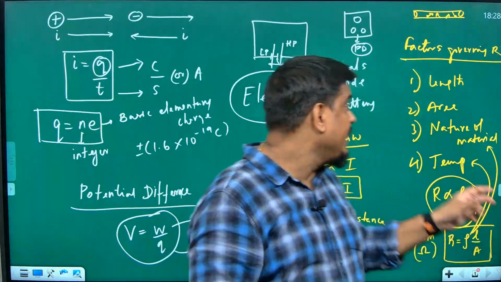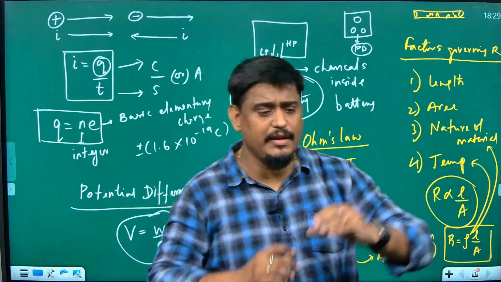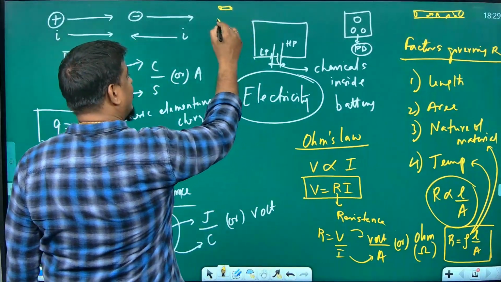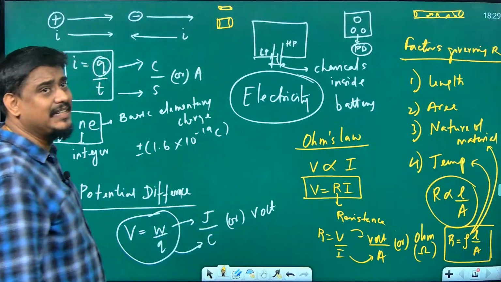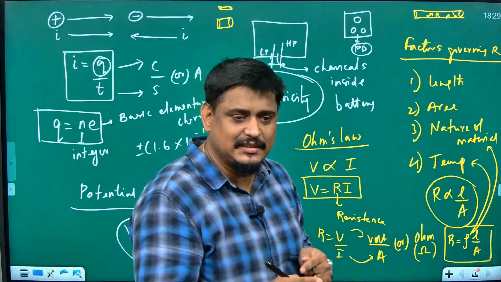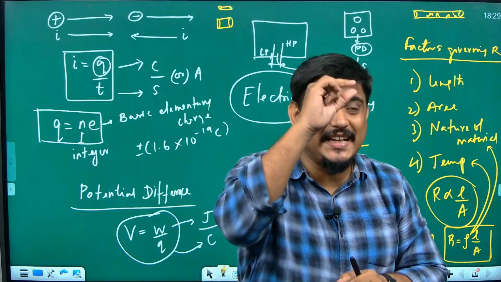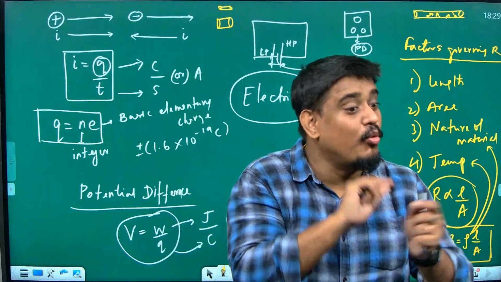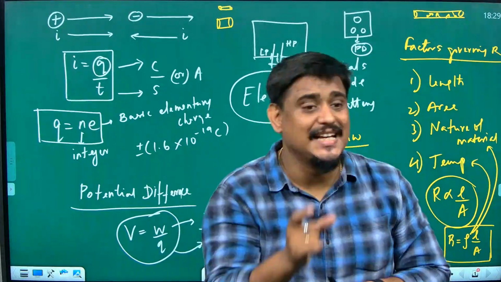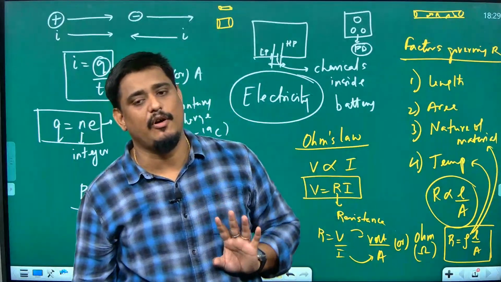Same way, you can see from here, R is inversely proportional to area. If there are two wires, one thin and one thick, then again common sense says that if the wire is thick, the collision will be less because it has more space for the electrons to move. If the wire is thin, it has less space, so more collision. So a thin wire has more resistance, a thick wire has less resistance. That's why resistance is inversely proportional to area of cross section.